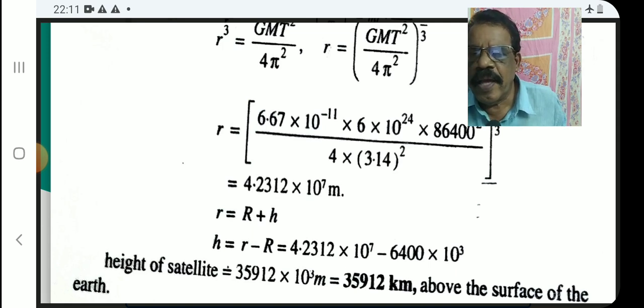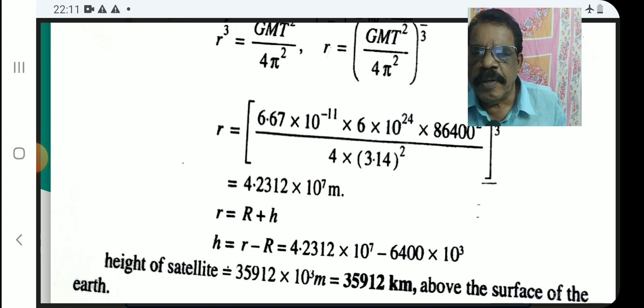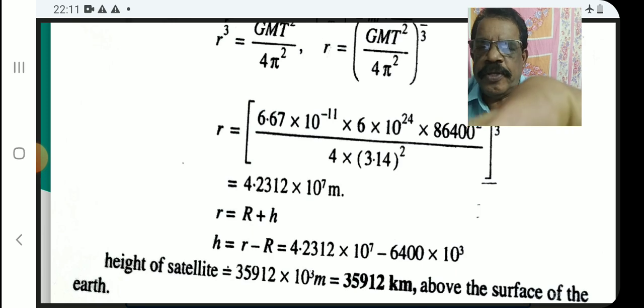When we subtract, you know how to subtract. Take a common factor and subtract. Take a power 10 raised to 7 out and then subtract, or 10 raised to 3 out and then subtract. We get 35,912 into 10 raised to 3. That is 35,912 kilometer, which is approximately 36,000 kilometers. This is the answer.